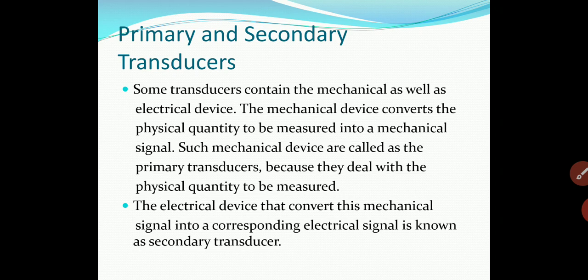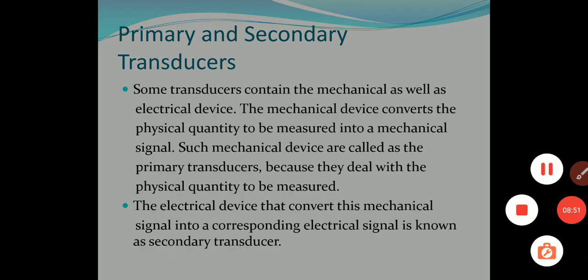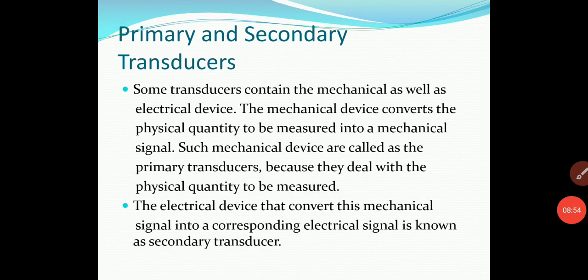Next classification is primary and secondary transducers. Some transducers contain a mechanical as well as an electrical device. The mechanical device converts the physical quantity to be measured into a mechanical signal. Such mechanical devices are called the primary transducer because they deal with the physical quantity to be measured.